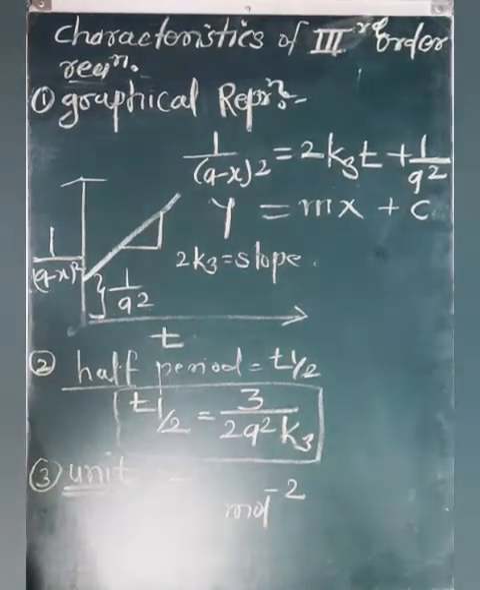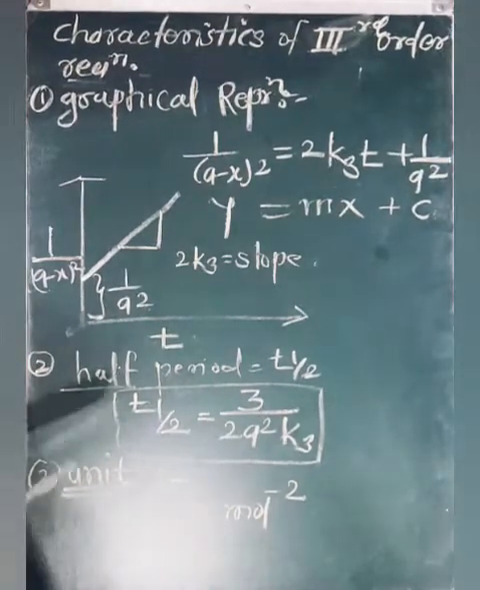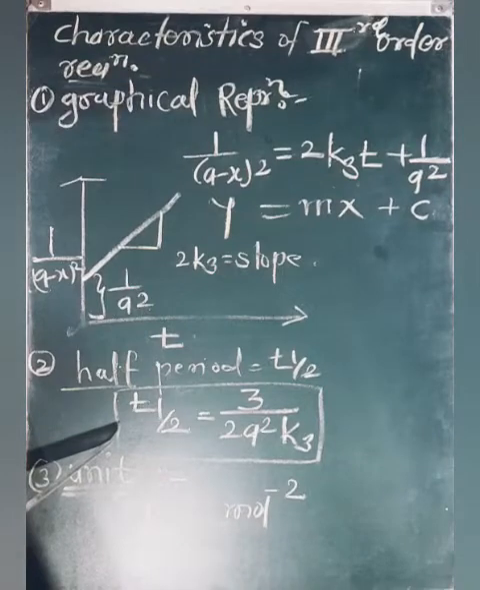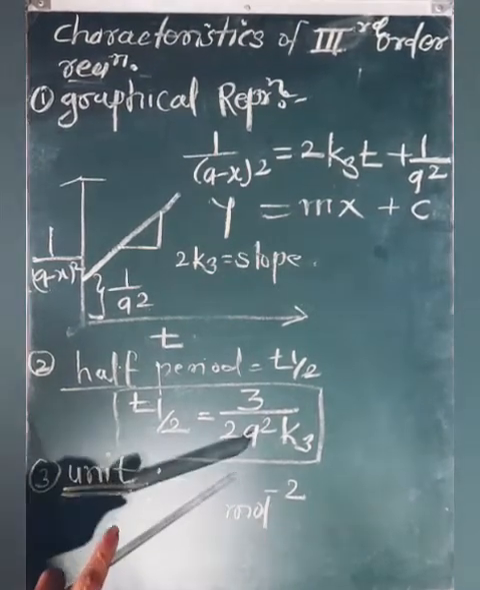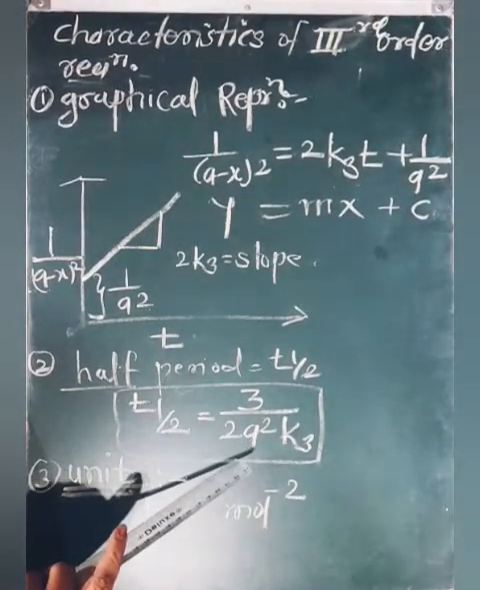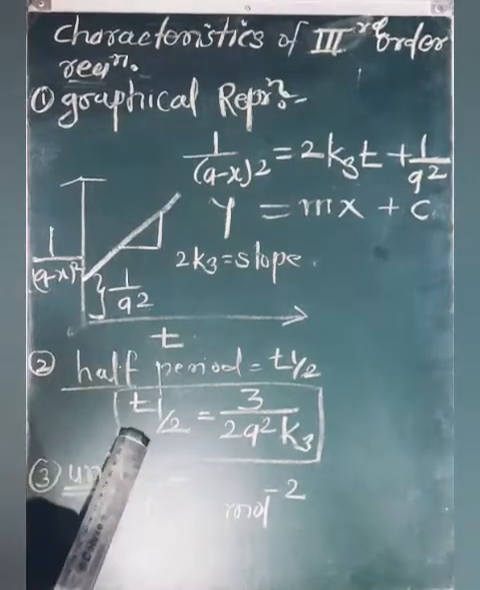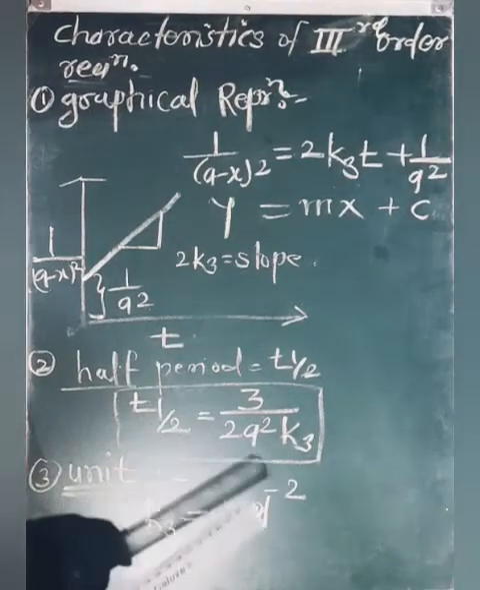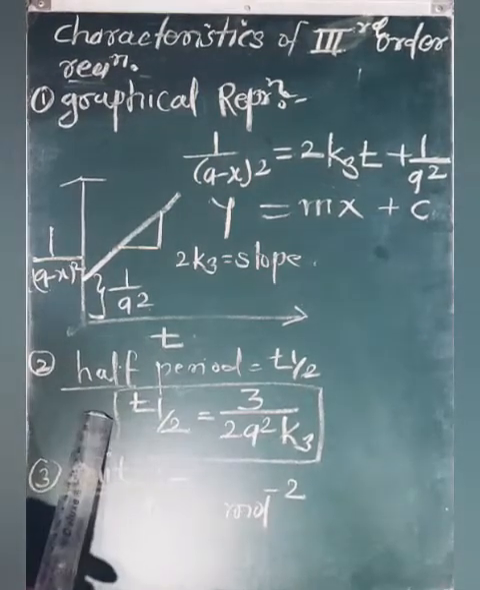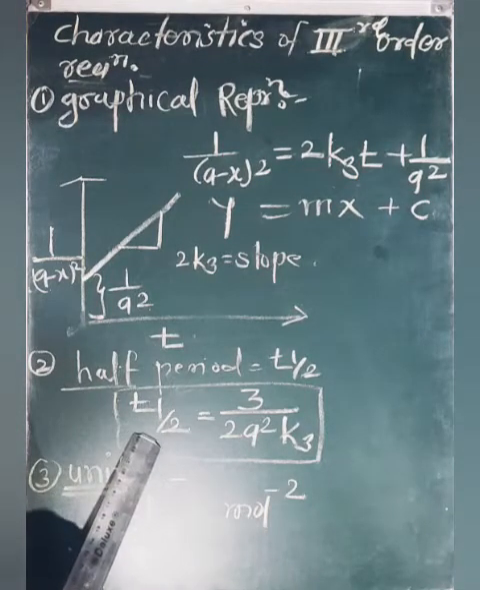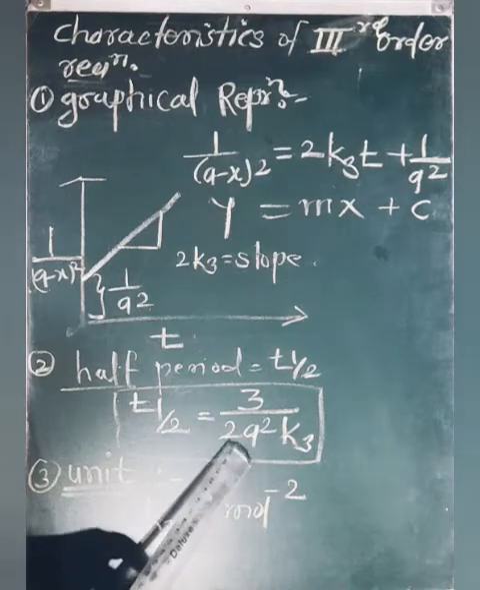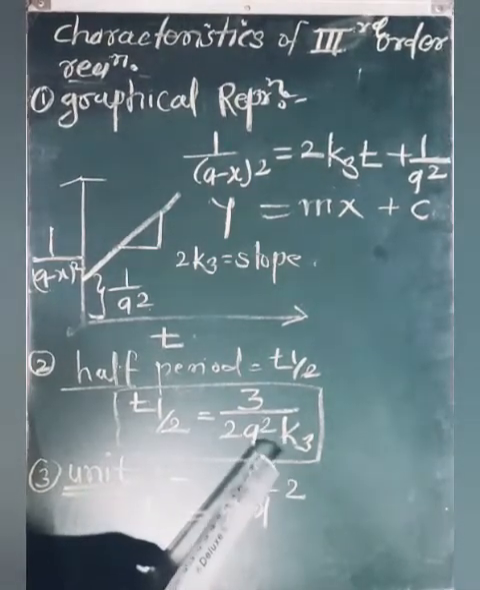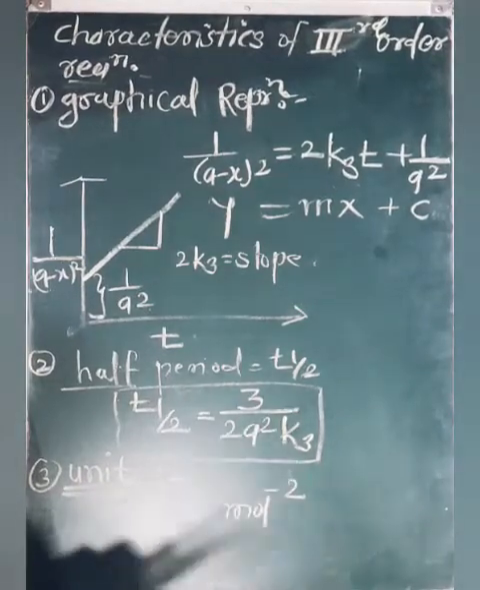Dear friends, this equation is very important. When we saw the first order rate constant equation, the half-life period cannot be correlated with the initial concentration, but in second order reaction, the half-life period is inversely proportional to the initial concentration. But in third order reaction, the half-life period is inversely proportional to the square of the initial concentration. Therefore, this point is very important to note down.